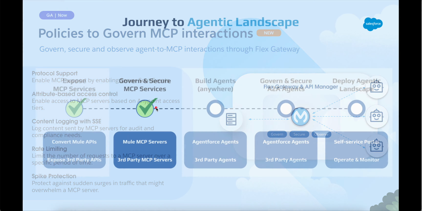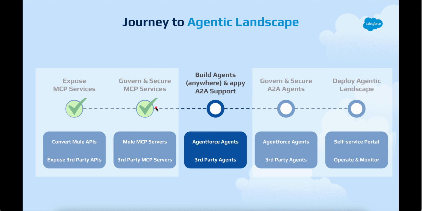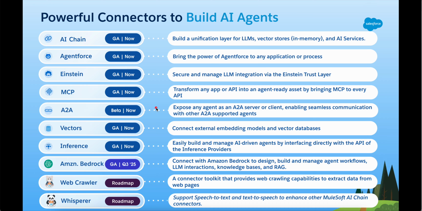So now you are almost agent ready, or your APIs which you have exposed and governed are agent ready. But how would you build agents, right? So the building part and supporting part for A2A is important. You can build agents anywhere.